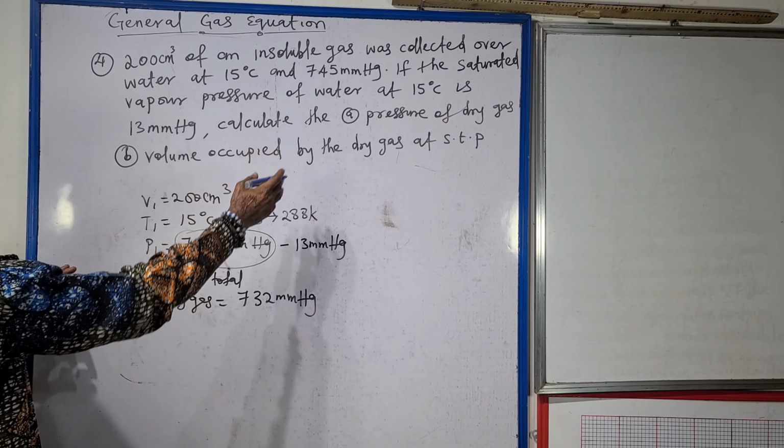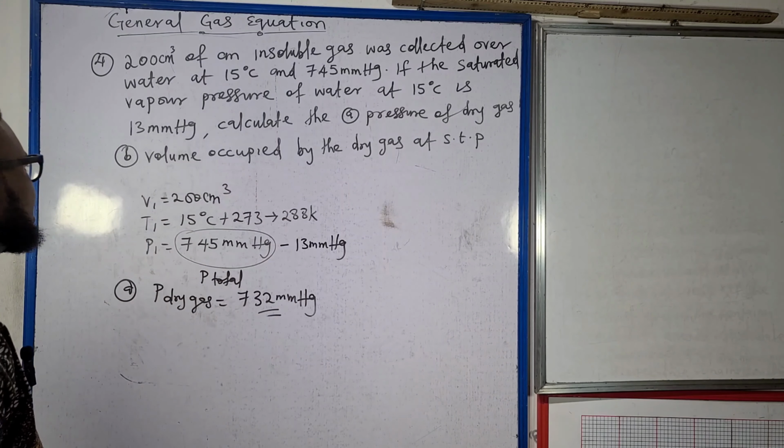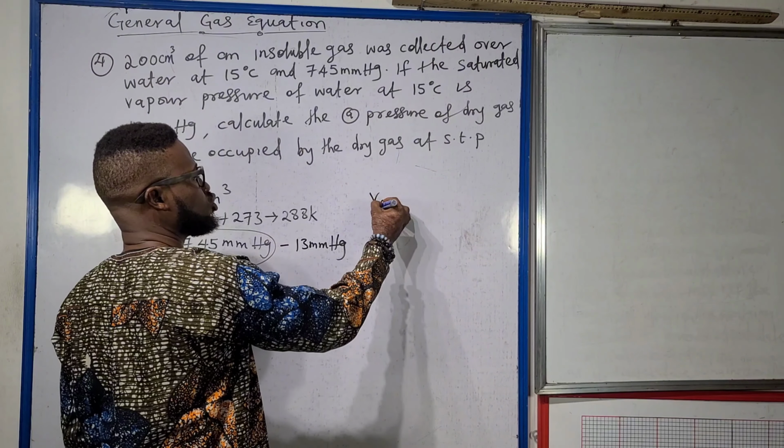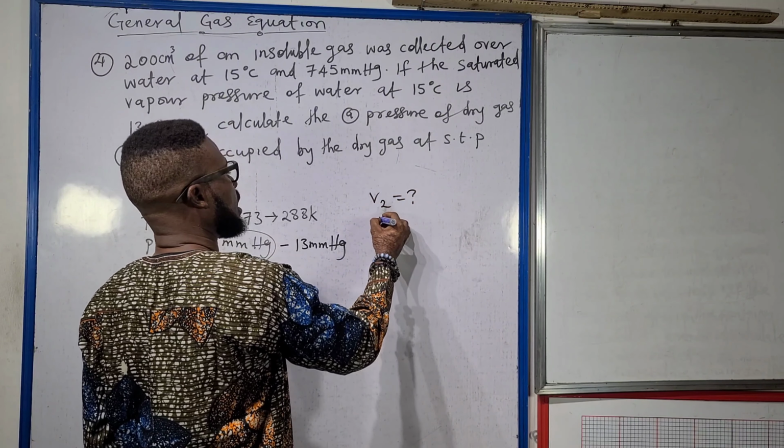Of course, we've interpreted that. We were told to look for the pressure of the dry gas. That's exactly what we've done here. The A part of the question: volume occupied by the dry gas at STP. You're looking for V2 at STP. P2 is going to be SP, and that is 760 millimeter mercury, whereas T2 is going to be standard temperature, and that is 273 Kelvin. So this is what we need to solve.